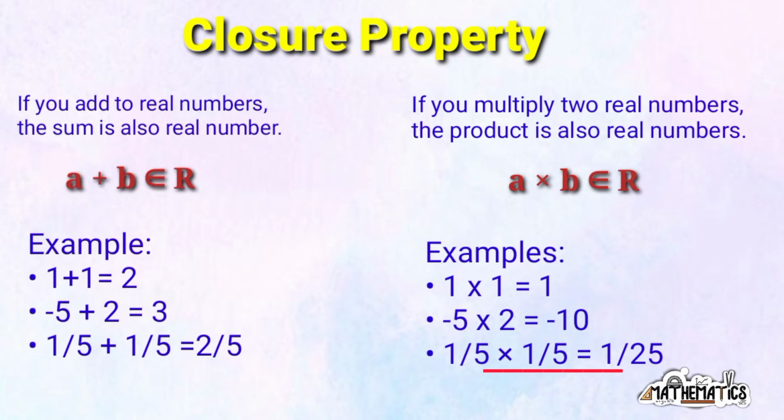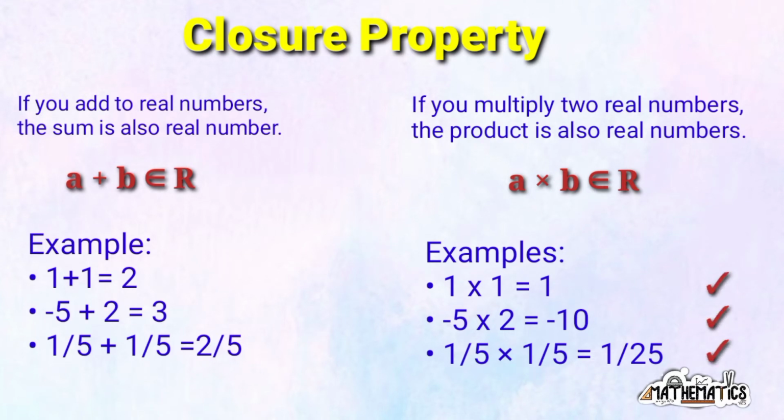Next, we have a multiplication of fractions, which is 1/5 times 1/5 is equal to 1/25, or 1 over 25, since 1 times 1 is equal to 1 and 5 times 5 is equal to 25. And 1 over 25 is also a real number. This means that these examples also satisfy the closure property in multiplication.